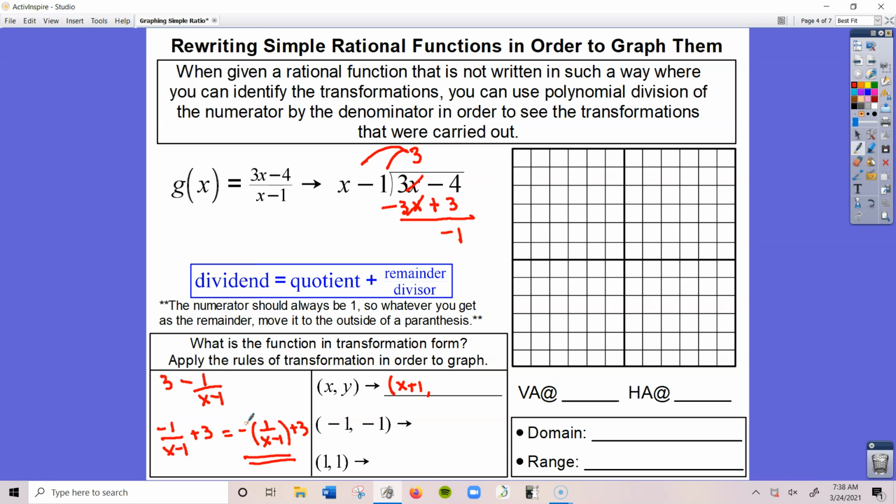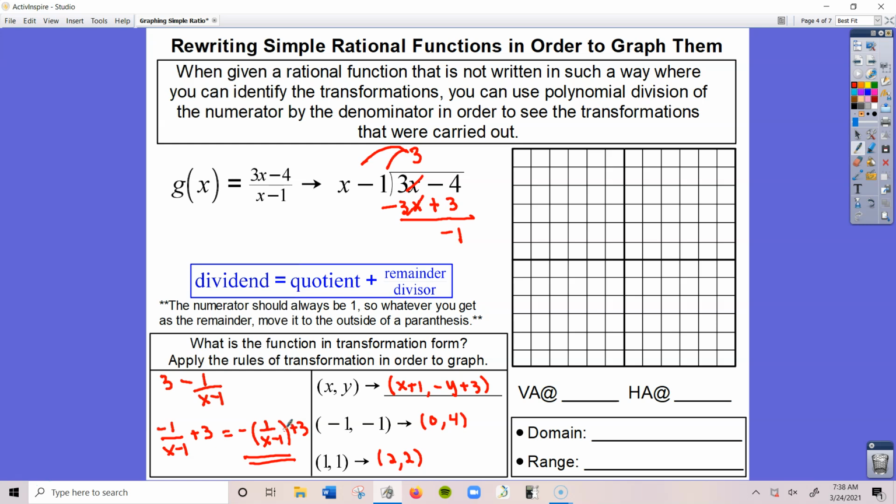Now for the y's, we have a negative on the outside and then the plus 3. So negative y plus 3. Plug in our reference points. When we plug in negative 1, we get negative 1 plus 1, which is 0. Then negative 1 will make this positive 1, plus 3 is 4. When we plug in 1, 1 plus 1 is 2. Then here when we plug in 1, we have the negative, so negative 1 plus 3 is 2. So we have our 2 points that we can plot.